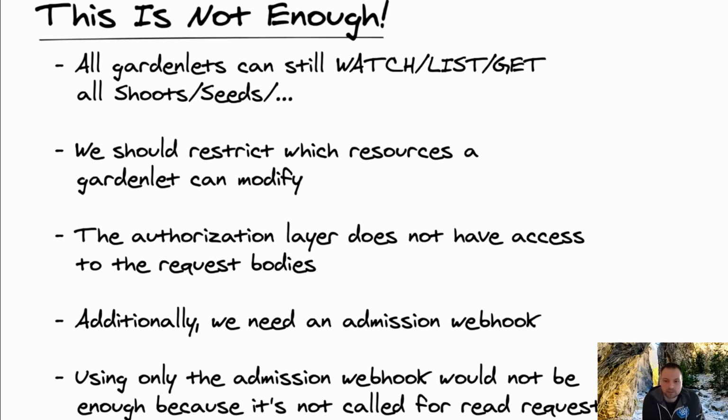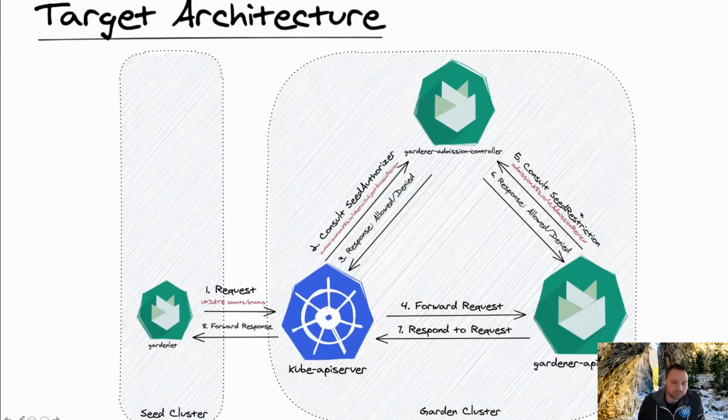And this is how the target architecture looks. On the left side, the seed cluster. On the right side, the garden cluster in this large box. It depicts the flow when a gardenlet, for example, tries to update the shoot status. So this is a modifying request. It would be sent to the Cube API server of the garden cluster. And then the Cube API server would send the subject access review object to the seed authorizer, this authorization handler that we talked about, which is part of the admission controller as mentioned.